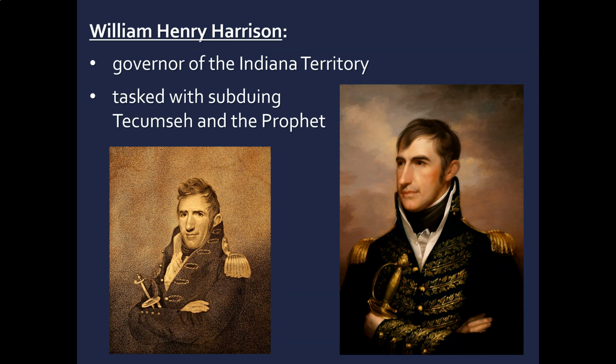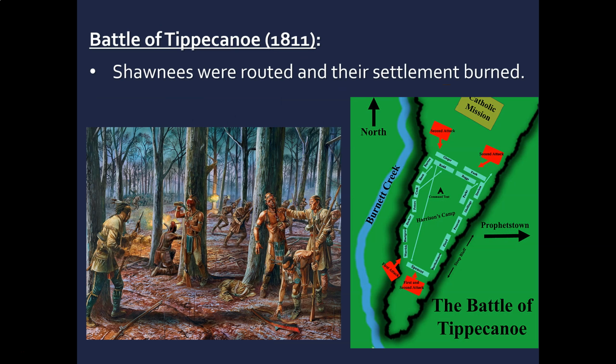So, William Henry Harrison at the time was the governor of Indiana Territory. His job is to try to subdue Tecumseh and his brother, the Prophet, to try to keep these guys under wraps so they don't present a danger to further American development and settlement of the Midwest. This results in a battle called the Battle of Tippecanoe. This takes place a year before the War of 1812.